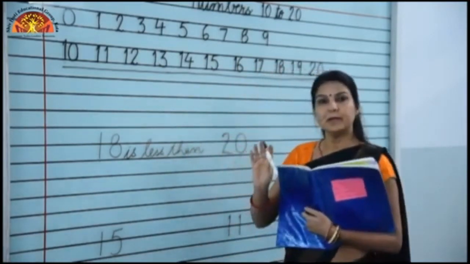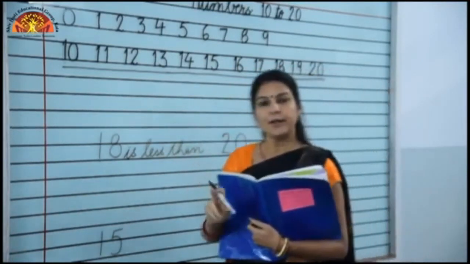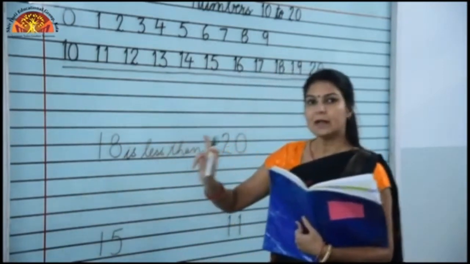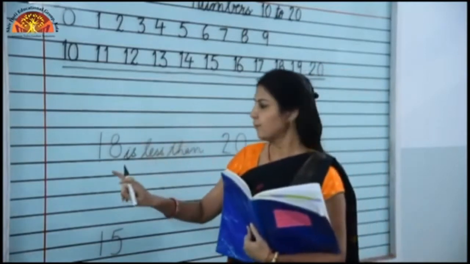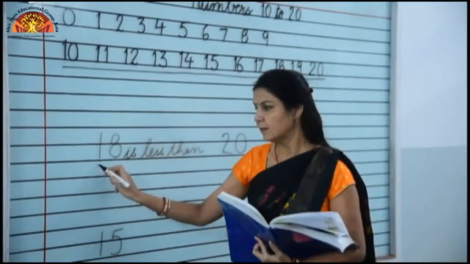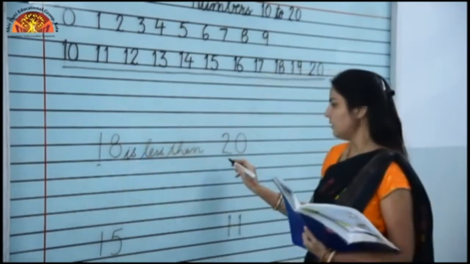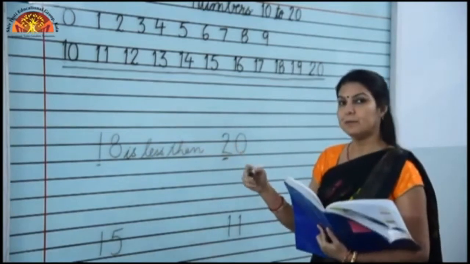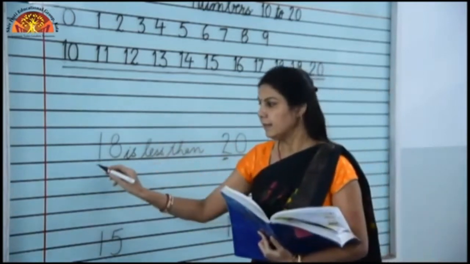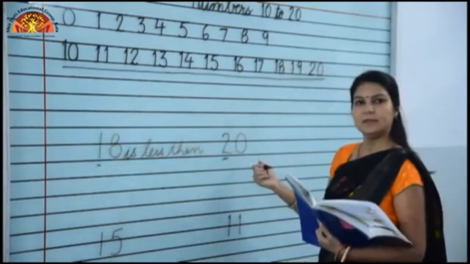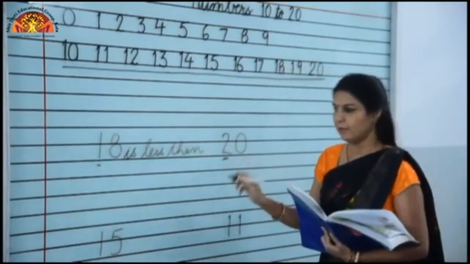Children, you can do one thing more. You can compare their digits according to their places also. Here you can see, we will start compare the digit from tens place. Here 1 is written tens place, and here 2 is written at tens place. Now you know which number is smaller. 1 is smaller. So 18, the whole number will be smaller than 20. I hope you have understood.